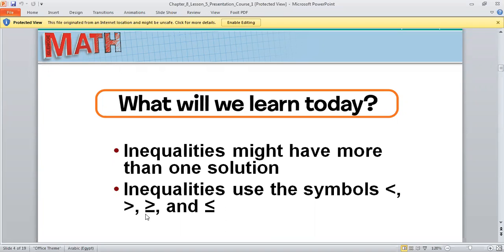What are these other symbols, Mr.? This one is greater than or equal, and this one is smaller than or equal. Again, this one is greater than. This one is greater than or equal. This one is smaller than or equal. Again, the symbols are what? Less than, greater than or equal, less than or equal.